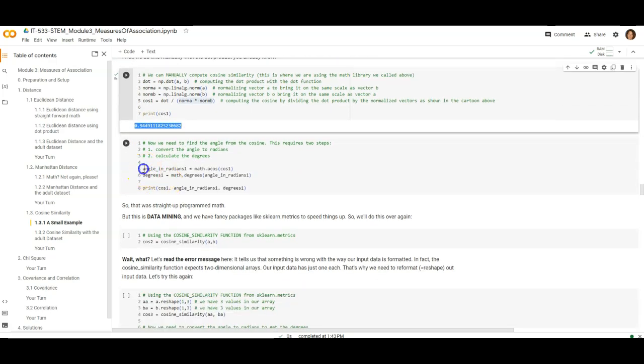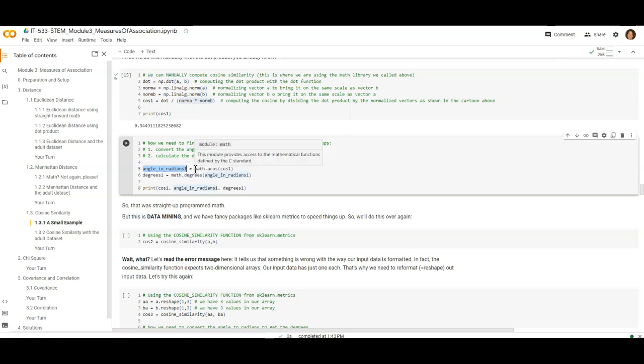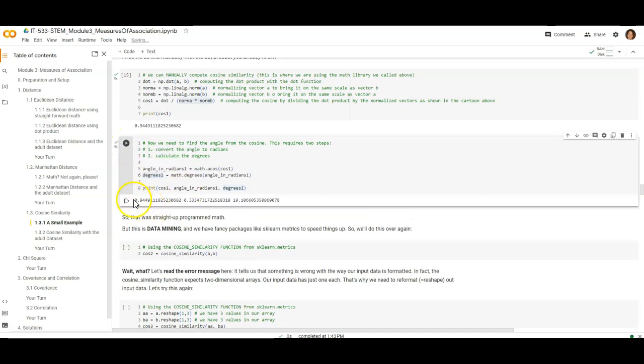And from our cosine, then we can derive our angle. To derive our angle, we set up our angle in radians with the math arc cosine function for this cosine here. And then we convert our angle in radians to degrees. And for that, then we're seeing our cosine is this here. Our angle in radians is this, and our angle in degrees is 19.1. All right, straight up program math. Is it fun? It probably is, but you know what?